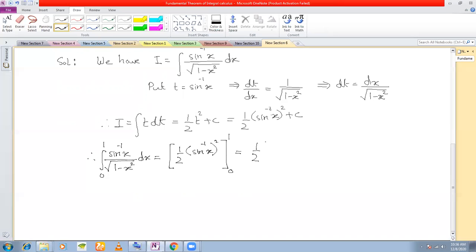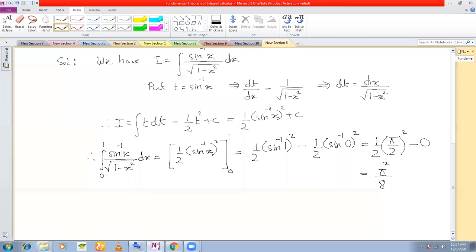So this becomes half of sine inverse 1 whole square. Put 1 first and then put 0, minus half of sine inverse 0 square. And sine inverse 1 is how much? What value of sine theta is 1? It is pi by 2, right? And sine inverse 0 is 0. This is minus 0. So what is the value here? Pi square by 8 we are getting, right? The answer is pi square by 8.